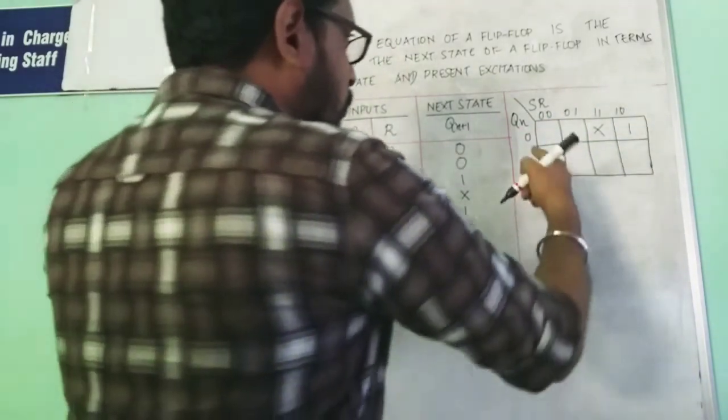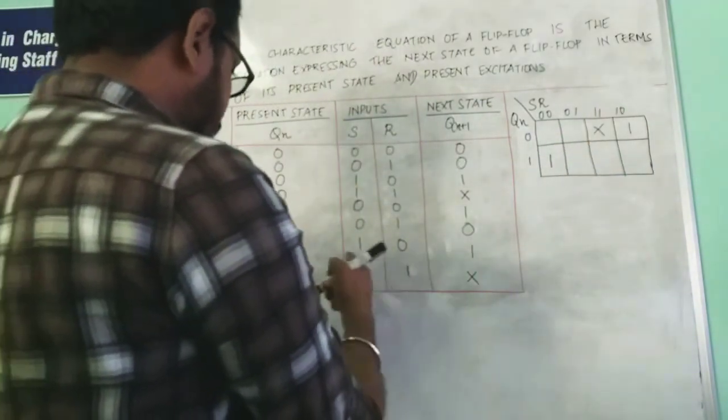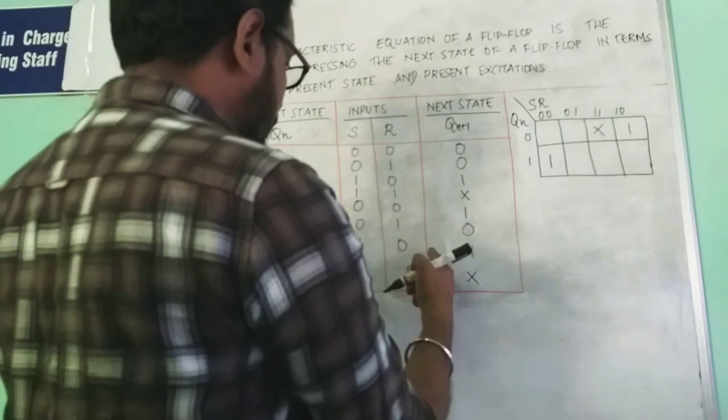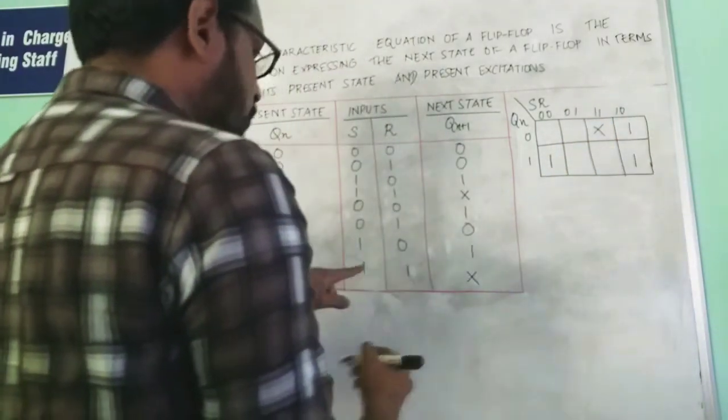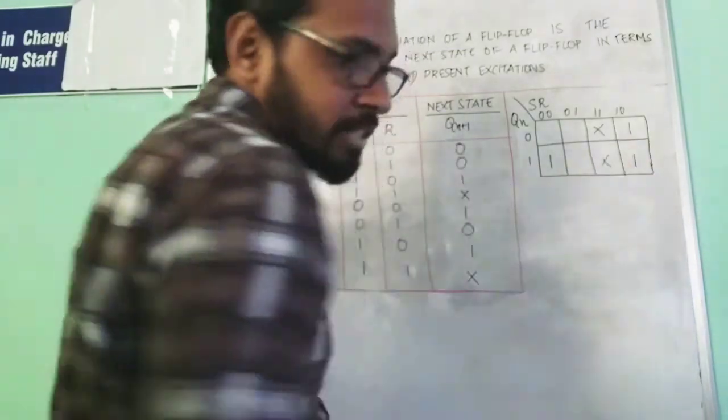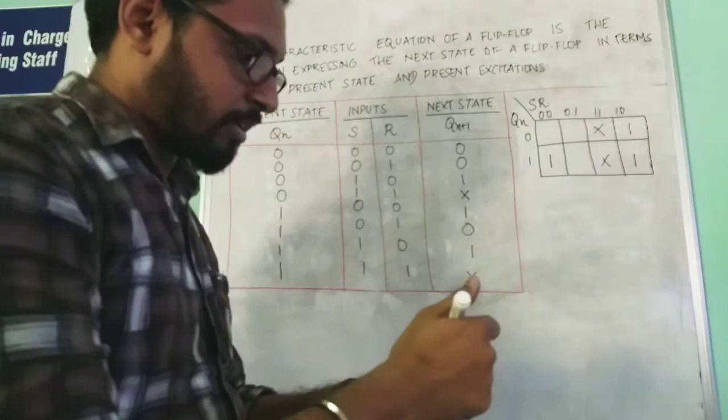1 0 0 is 1. Next is 1 1 0, right? 1 1 0, we get 1. 1 1 1 is X. Let me check. Yes. Okay.